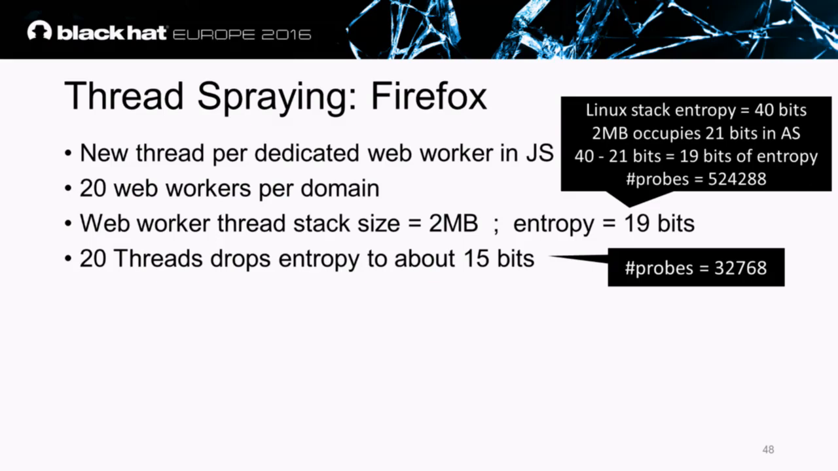So how did I compute this? Linux, as I mentioned before, has an entropy of 40 bits because it's using mmap for the stack. 2 megabytes occupies 21 bits in address space. So the stack has 19 bits of entropy. If you are trying to hit this stack, you would need about 500,000 probes. Quite a lot. If you spawn 20 threads, this number of probes is reduced to 30,000, and entropy is 15 bits.